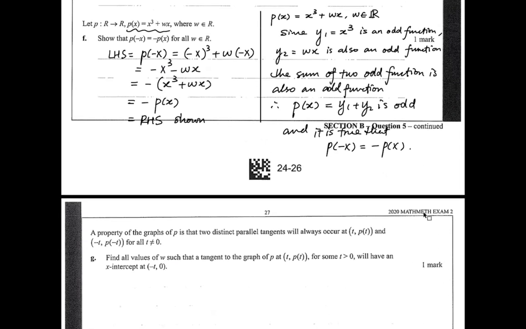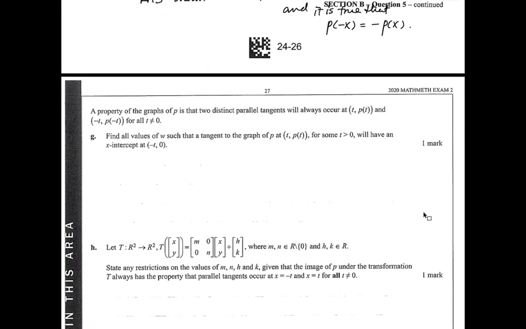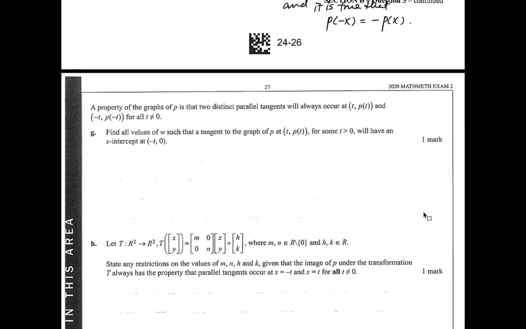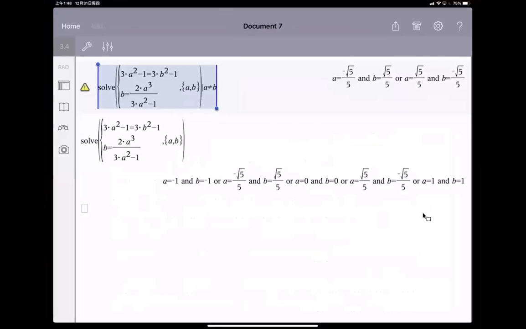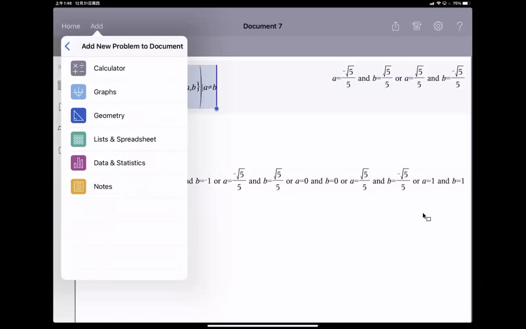Right. A property of the graph of P is that two distinct parallel tangents will always occur at t, P of t, and minus t, P of minus t for all non-zero value of t. Find all values of W such that a tangent to the graph of P at this point for some t greater than 0 will have an x-intercept at minus t. So, add another problem.